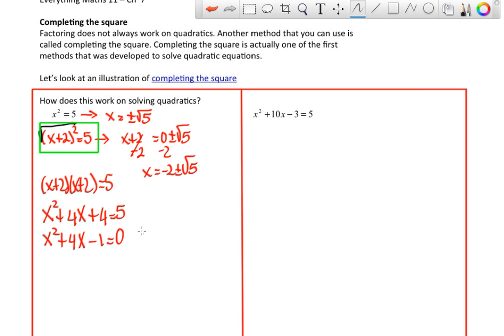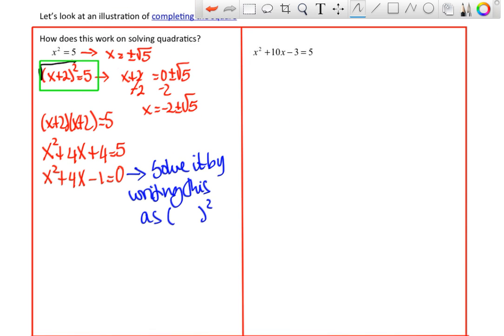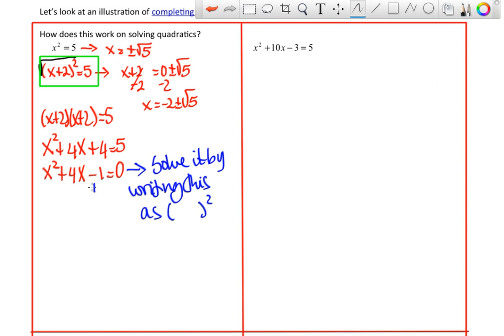Well, completing the square then means that we take an equation like this and we solve it by writing it as something in parentheses squared, and we call that a perfect square. The process of that is basically the opposite of what you just saw me do here. So I'm going to do it again, and now I'll complete it. So I would bring the 1 over here, and I would get x squared plus 4x is equal to 1.